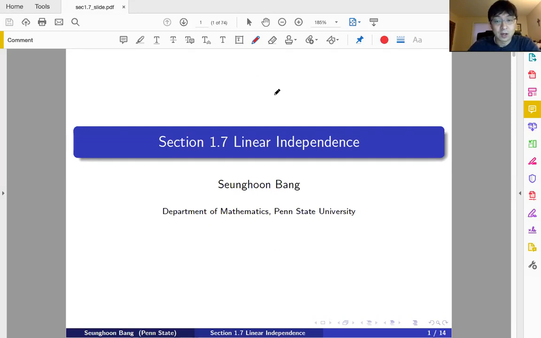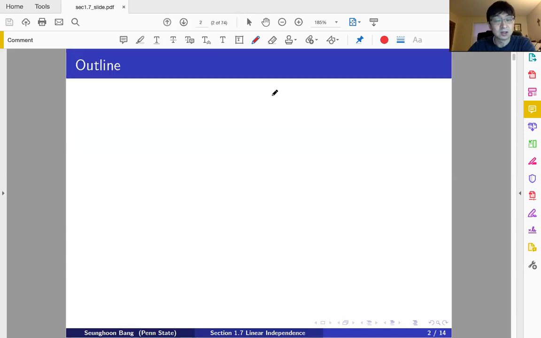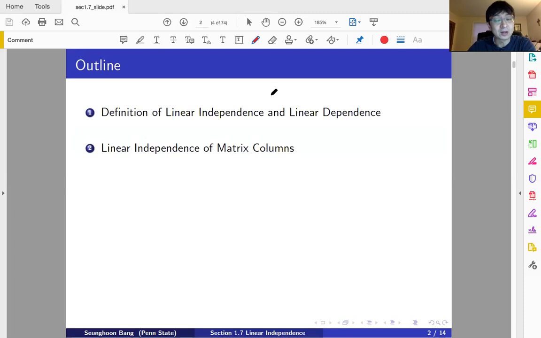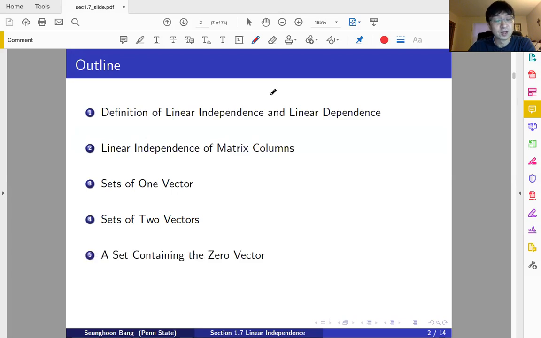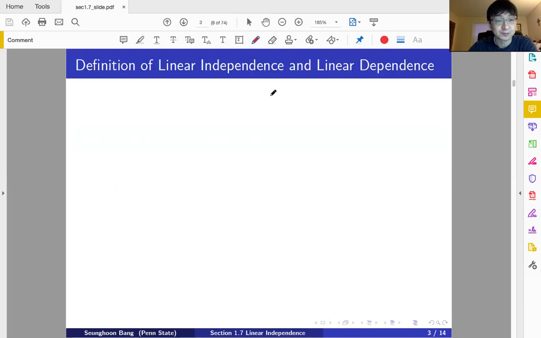Today, I want to talk about section 1.7, linear independence. This is the outline. I want to talk about the definition of linear independence and linear dependence, the linear independence of matrix columns, a set of one vector, a set of two vectors, a set containing the zero vector, and a set containing too many vectors. I will talk about these six things today.